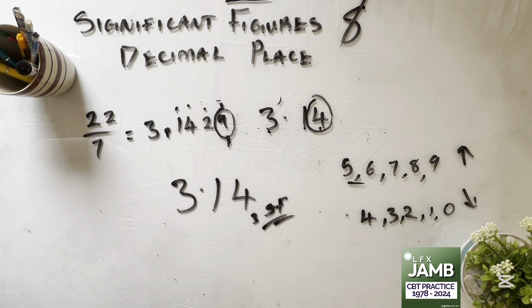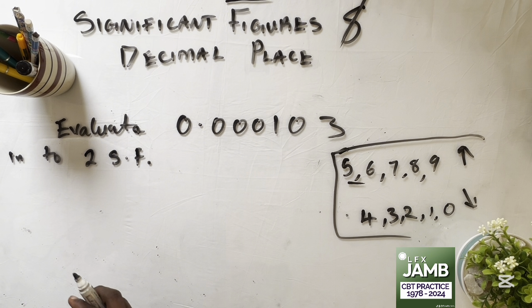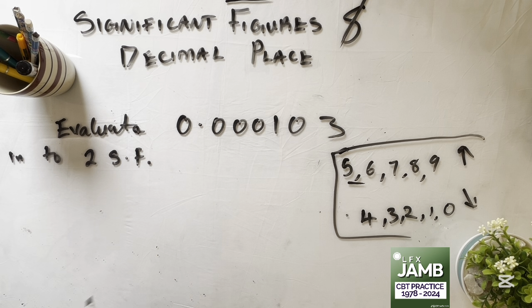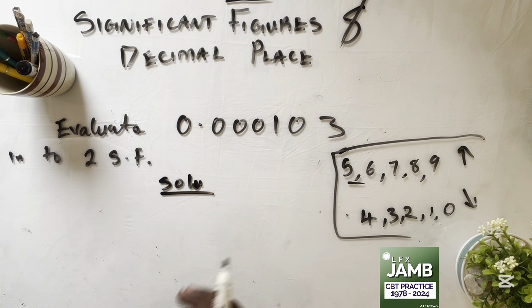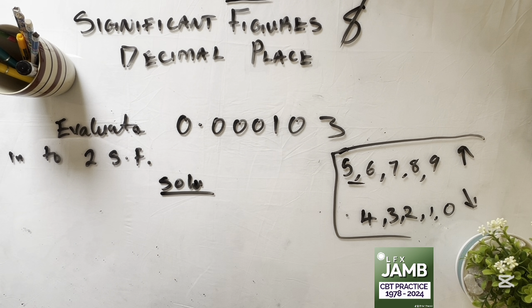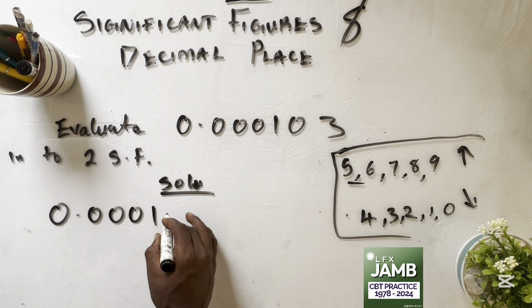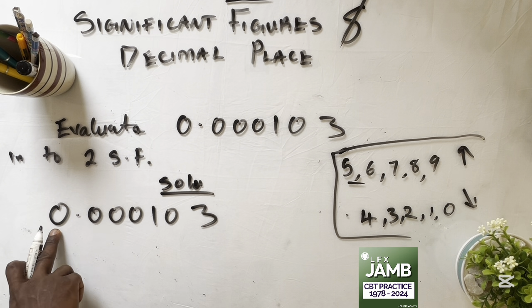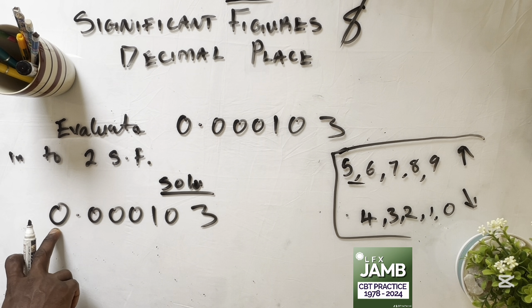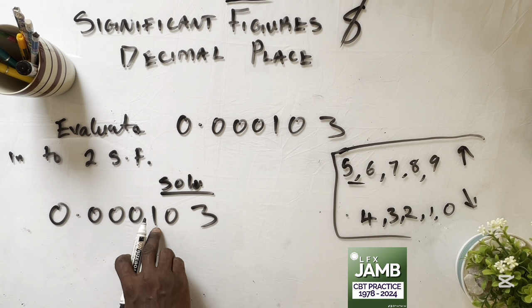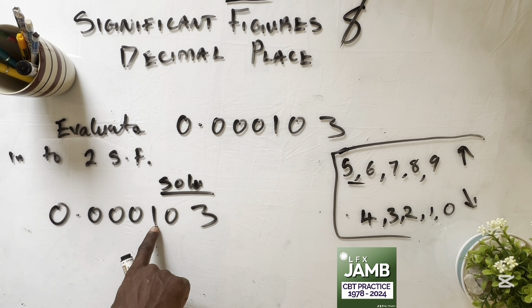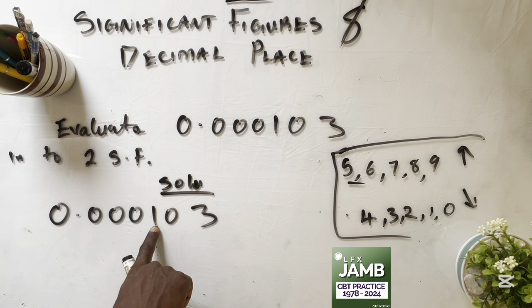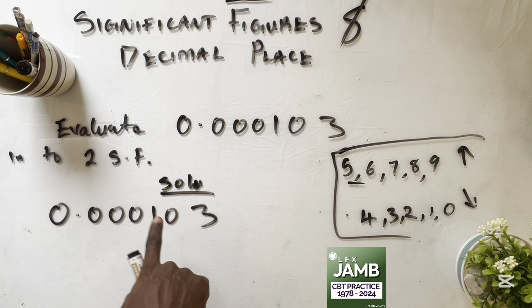Let's take another example. Simple. For our significant figure solution, our significant figures start from the left to the right and from our non-zero digits. Now look at 0.000103, which is what we are given. Is this a non-zero digit? No. This is where the non-zero digits start from. So our significant figures start from here as 1. So if you are asked to put it into 2 significant figures, this will be 1 and this will be 2.